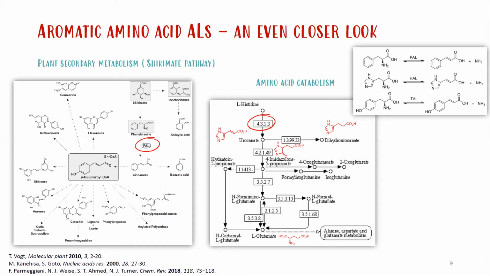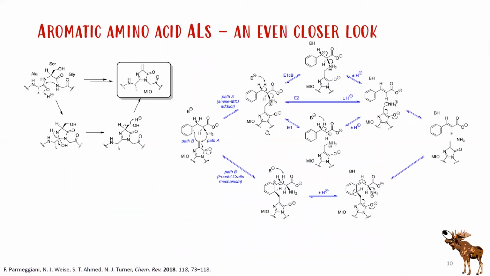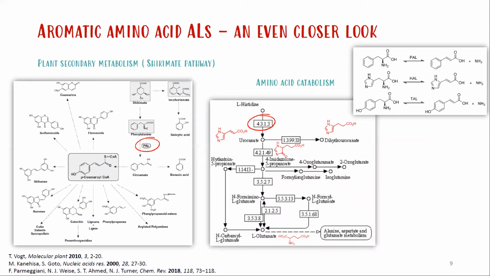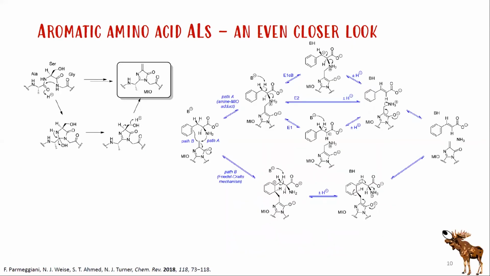So, for example, we also have the histidine ammonia lyase here, which does the same reaction on histidine. It is an enzyme that is involved in the histidine catabolism pathway, which ultimately leads to glutamate, which then of course can take part in the citric acid cycle and so on. So it's a pretty major enzyme in human metabolism too. Okay, so how do they work?